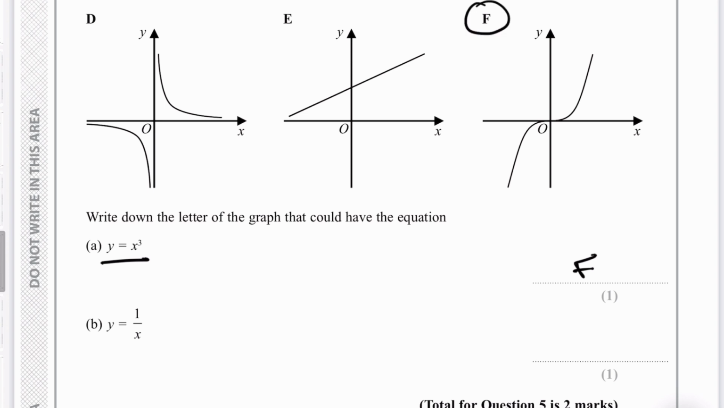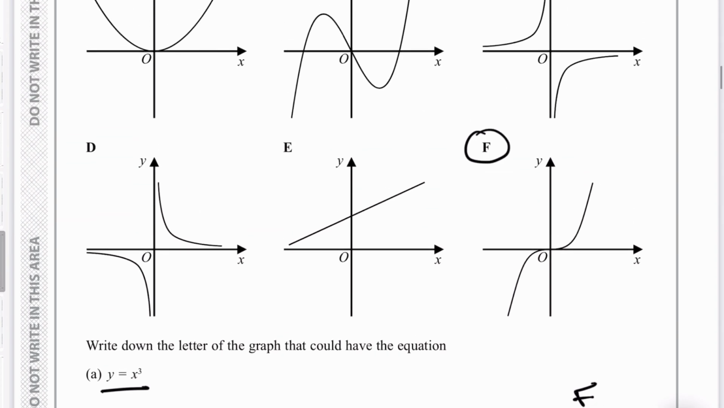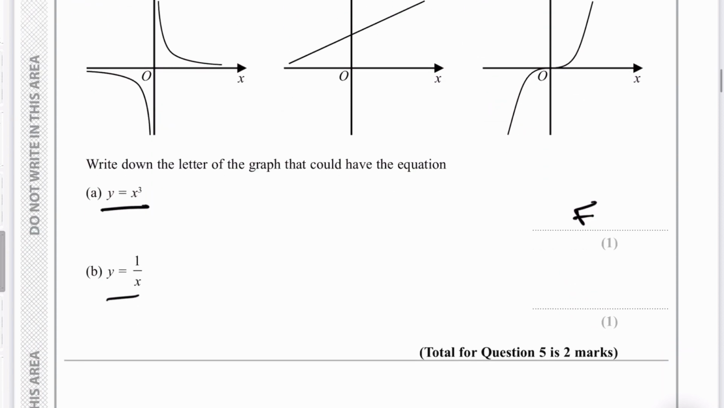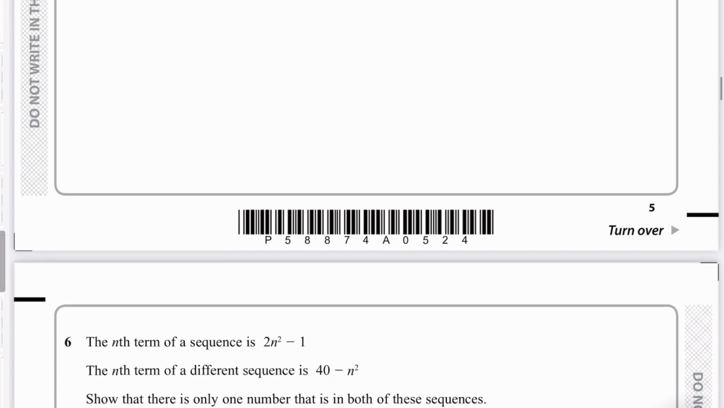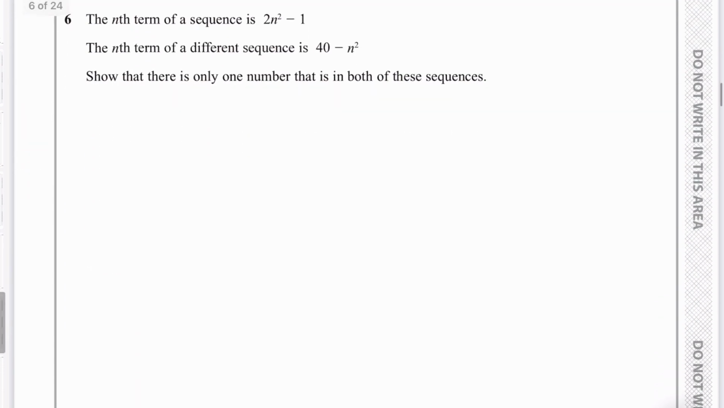And then it says the letter of the graph that has y equals 1 over x. Well, actually that's going to be this one, D, and it's the answer to the question, and that's pretty much it really. And again, if you want to feed in some numbers, then you could do that and work out values of x and values of y. Okay, let's move on then to question number 6.